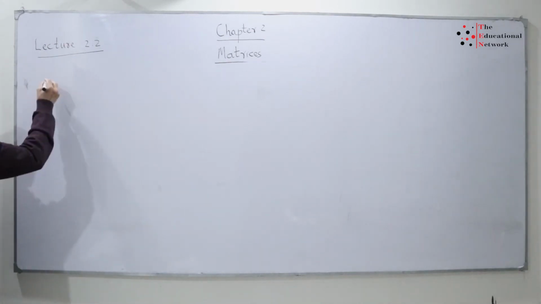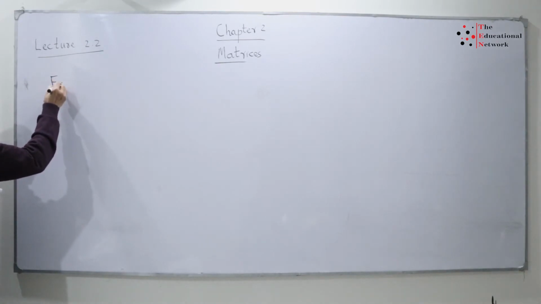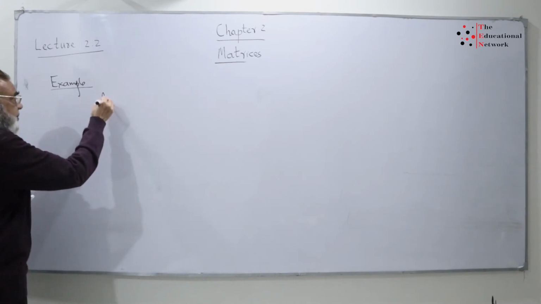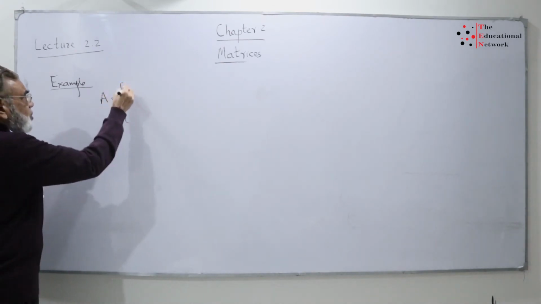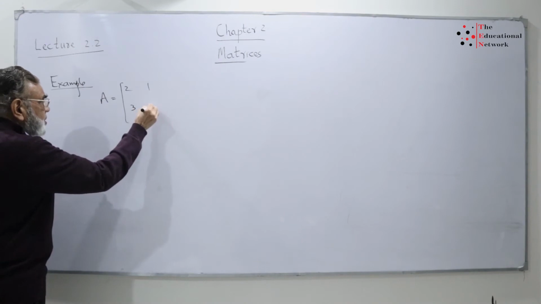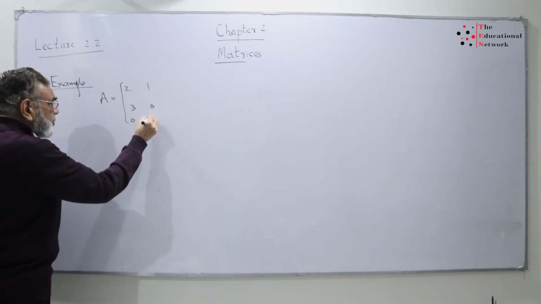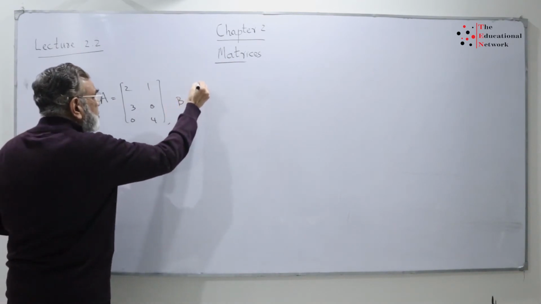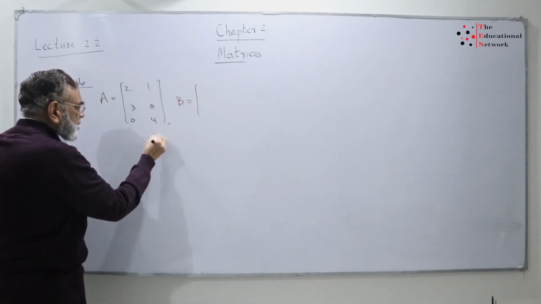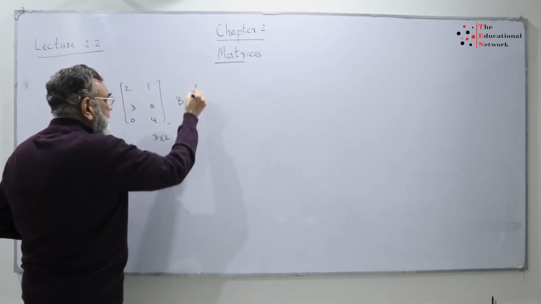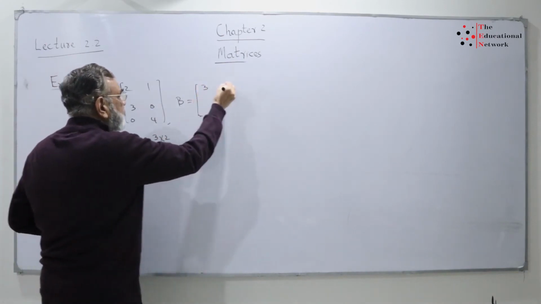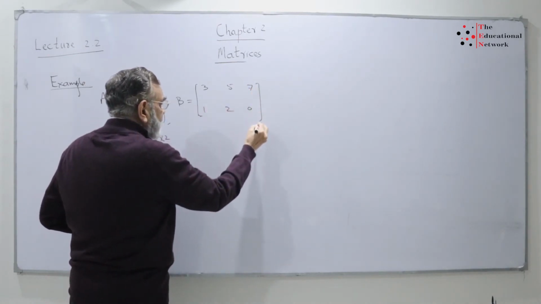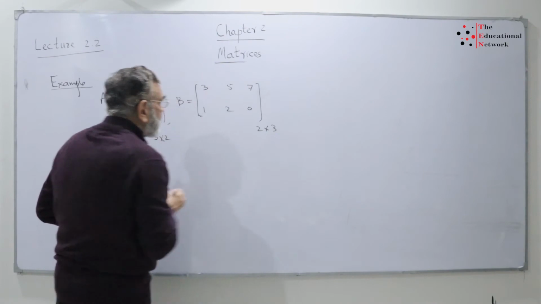So I give another example for matrix multiplication because that's very important. That's why I want to make it more clear. I have matrix A. My matrix A is 2, 1, 3, 0, 0, and 4. I have matrix B. My matrix B must have 2 rows because A is 3 by 2. This must be 2 by something. So we have 3, 5, 7, 1, 2, 0. So this is my 2 by 3. So I can multiply them.